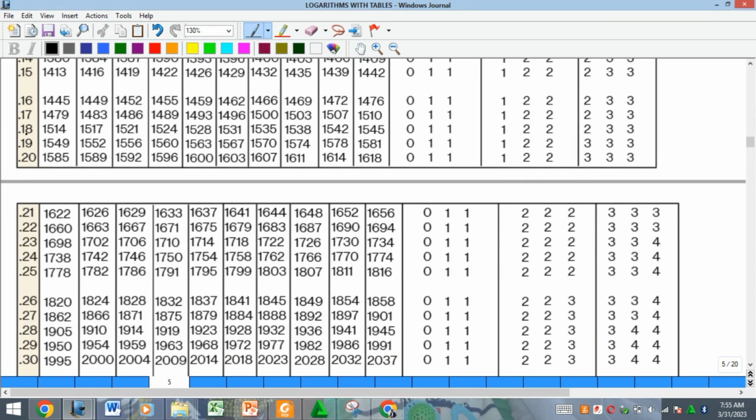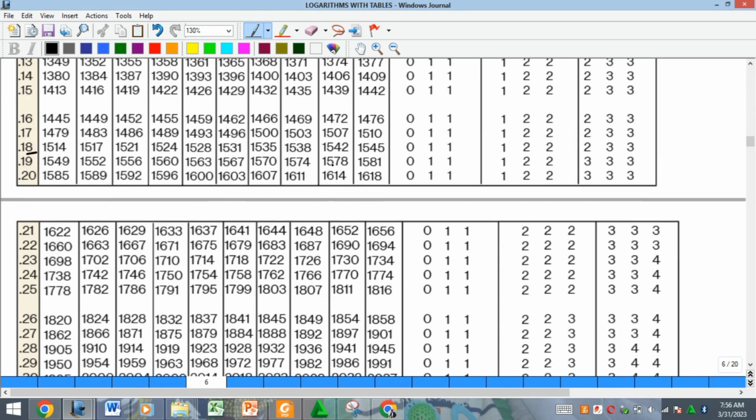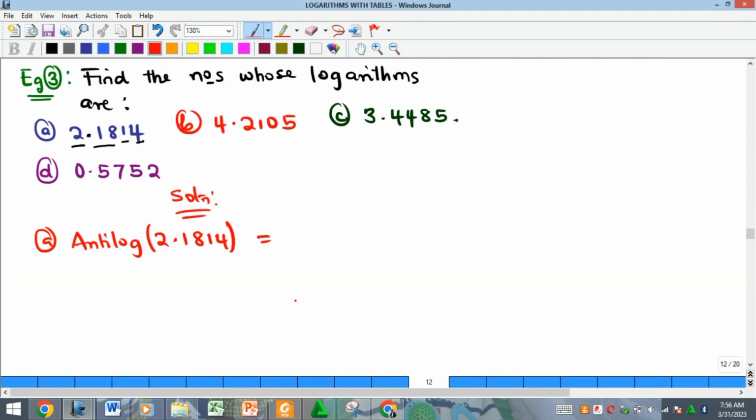So you can see 0.18 here under 1. This is 1 here. Remember, the first column is 0, so the second column is our 1. Under 1 difference 4, and this is difference 4, which is 1. So you add it here, and if you add it, you're going to get 1517. Okay, so when we get that, just come back to where we were, and so we write here 1517 as the value we got from our antilog.